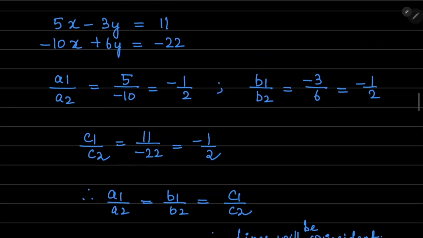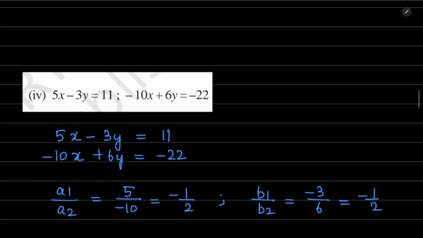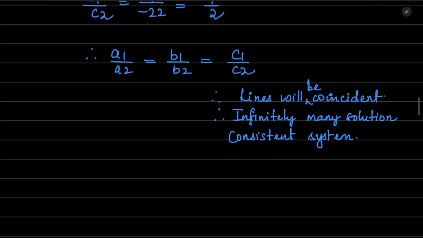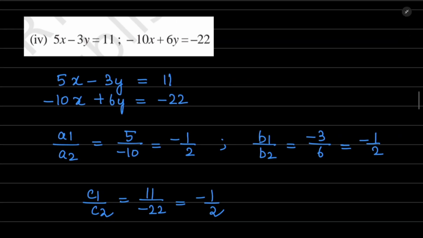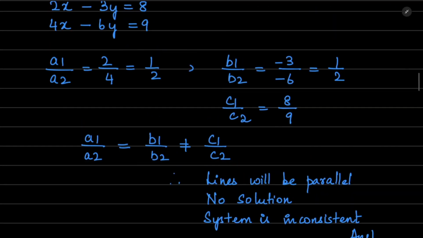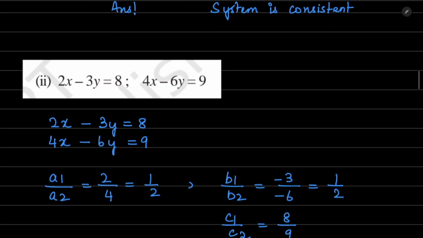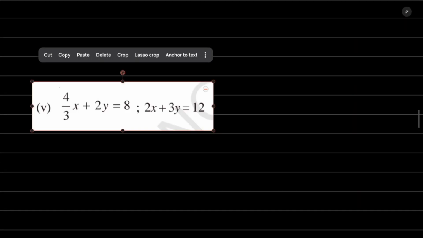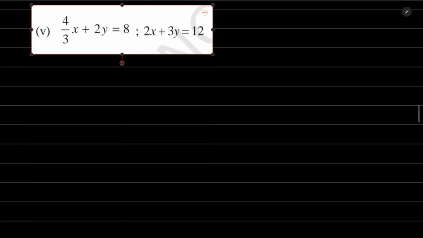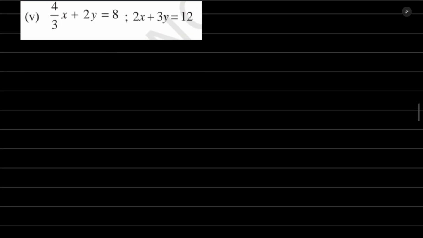So this is what you have to finally write. Depending on the ratios, you will have to identify whether the system will have a solution or not. If there is no solution at all, only then it is inconsistent. Hope you understood. So we have done 4 questions in this. Okay, there is another question. Let's do the 5th question the same way.